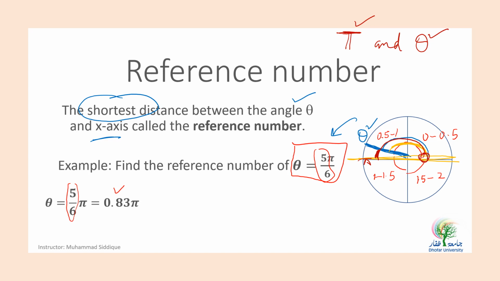But the reference number is a distance, and distance is always positive. So we do the large number minus the small number. So we will do pi minus theta, pi minus pi by 6. When we calculate, the reference number will come pi by 6. Clear?